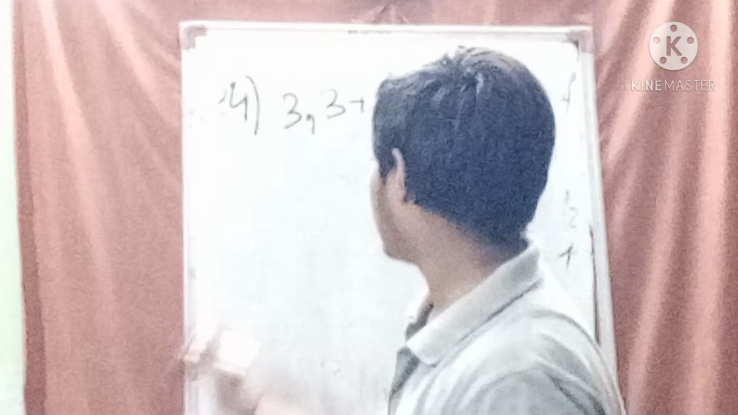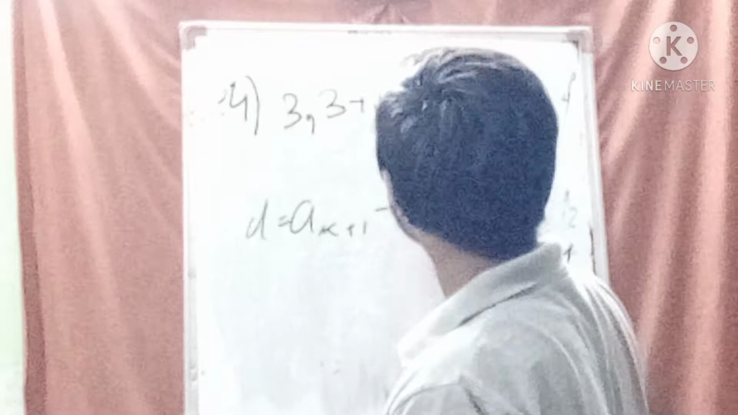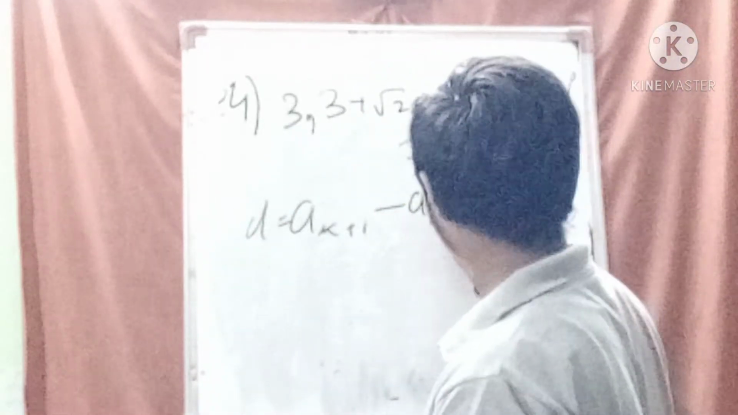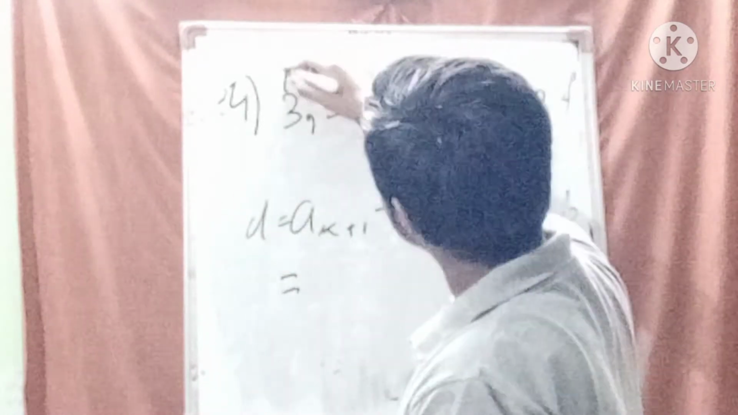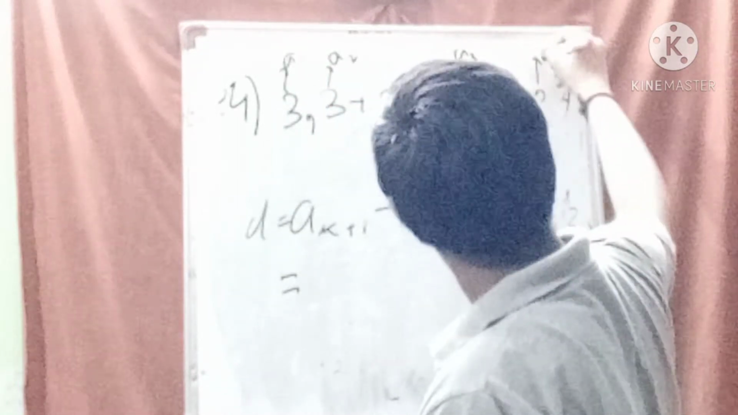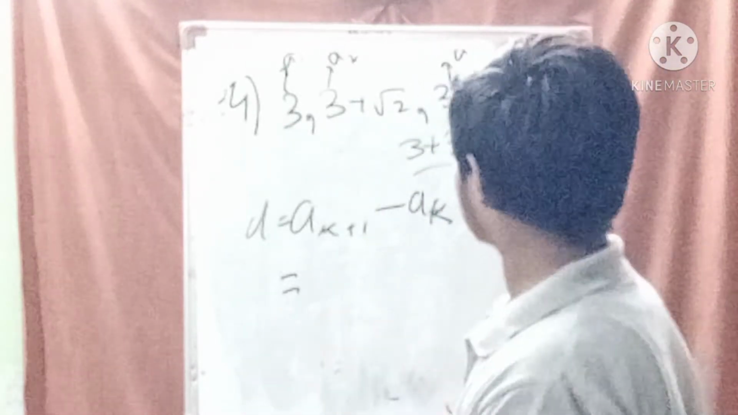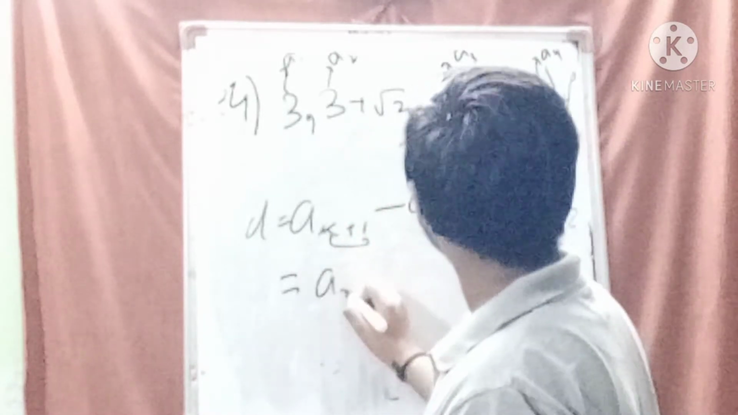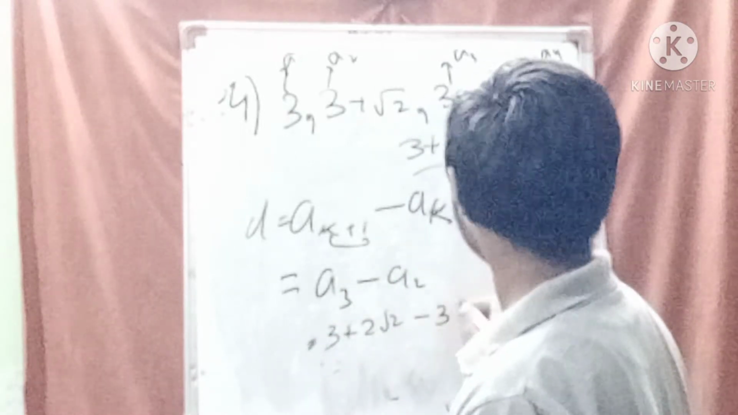Just think. D, what is D? A k plus 1 minus a k. Simple. As simple as you can think. A k plus 1 minus a k. What is a k plus 1? Anything that you think? It is a1, it is a2, a3 and a4. So let's take a3 minus a2. That is 3 plus 2 root 2 minus 3 minus root 2.